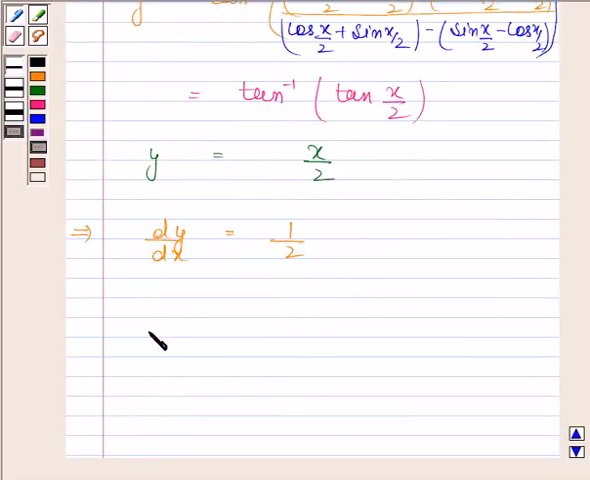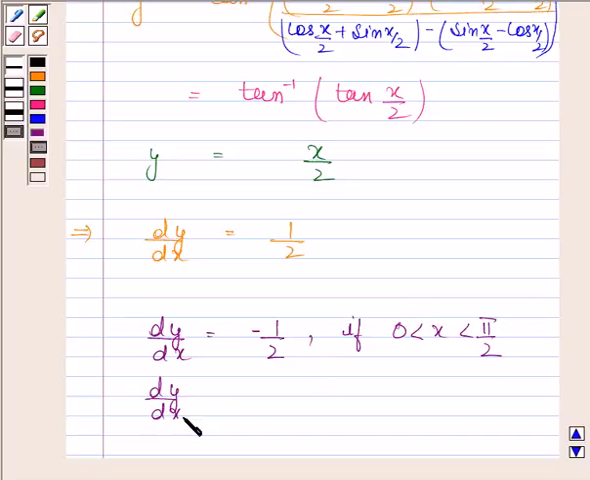So dy by dx is equal to minus 1 by 2 if 0 is less than x is less than pi by 2, and dy by dx is equal to 1 by 2 if pi by 2 is less than x is less than pi. This is our required answer.